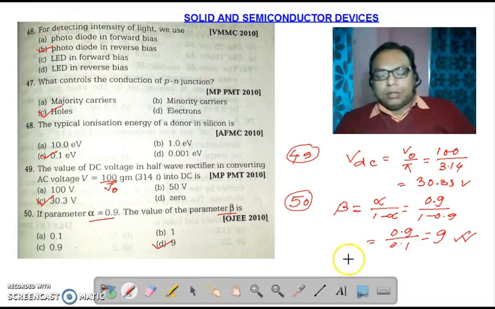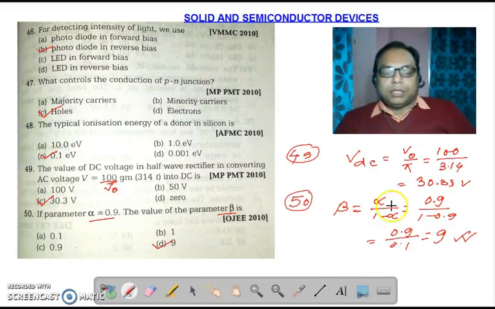A simple relation-formula based problem. We are just putting the values in the formula and we can get the result. Okay, this is the relation: beta is equal to alpha divided by 1 minus alpha.